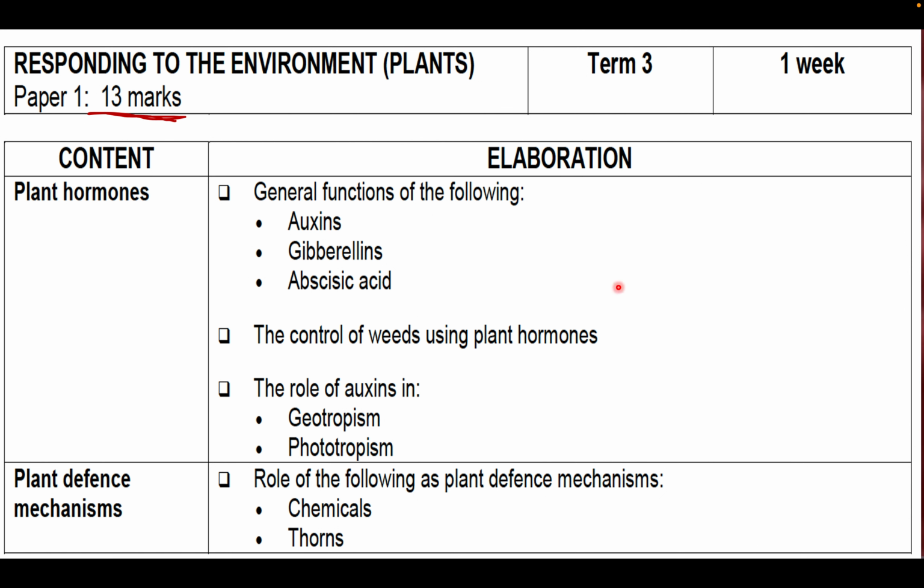So here are the examination guidelines. If you want to make note of the things that you need to know in terms of this topic, there they are over there. You can take a screenshot or you can make a note if you don't have these examination guidelines. So let's get right into it.